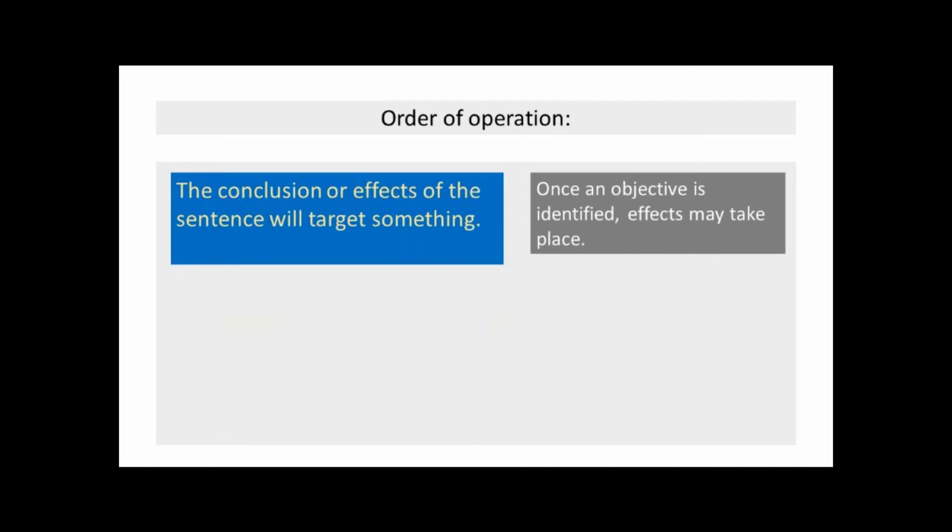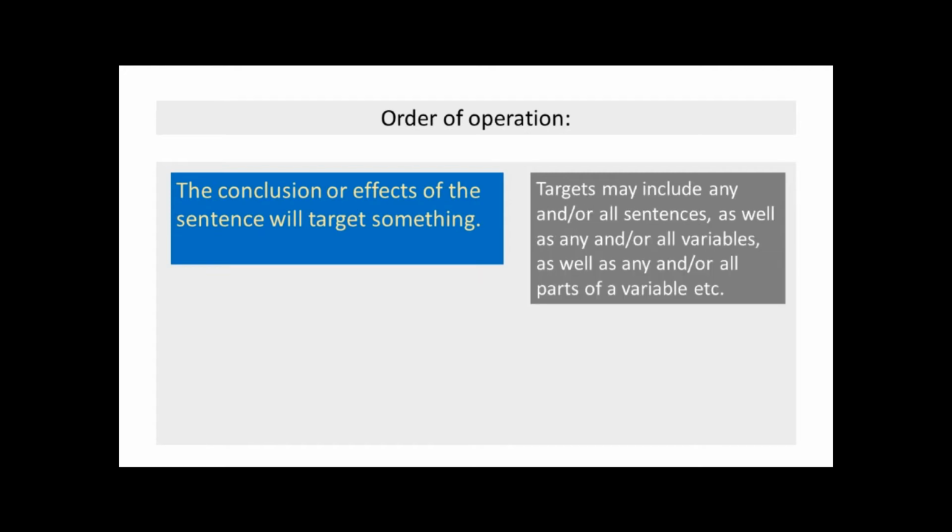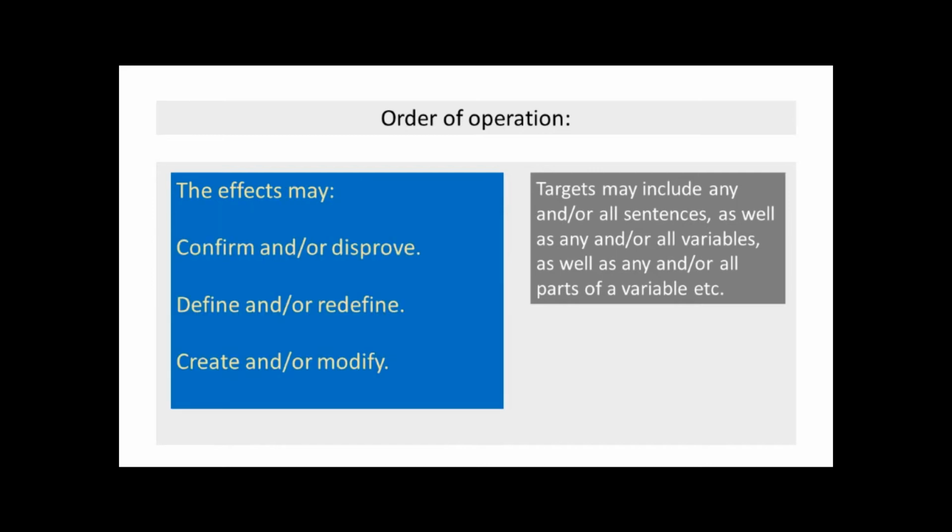The conclusion or effects of the sentence will target something. Targets may include any and/or all sentences, as well as any and/or all variables, as well as any and/or all parts of a variable. The effects may confirm and/or disprove, define and/or redefine, create and/or modify.